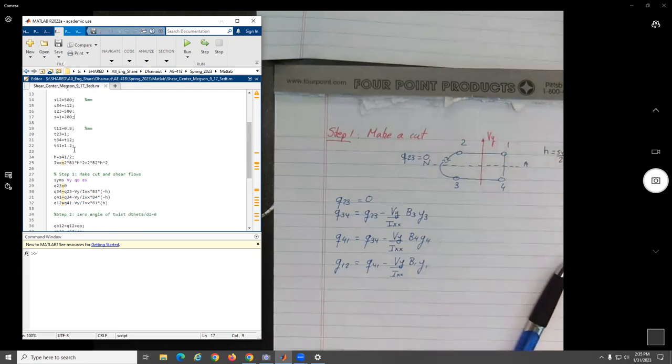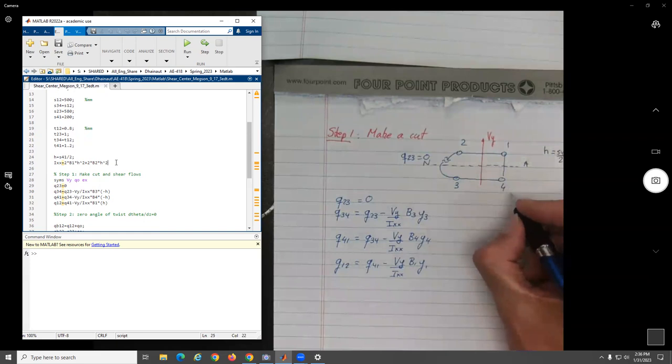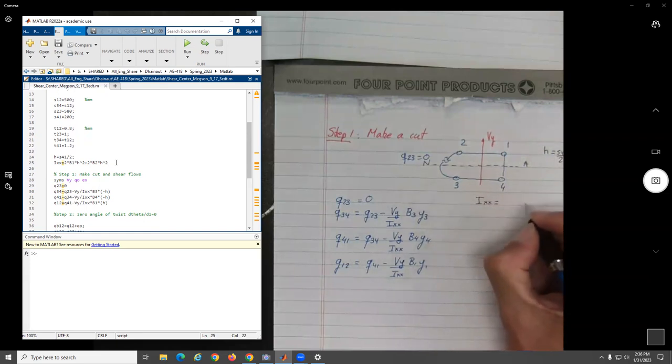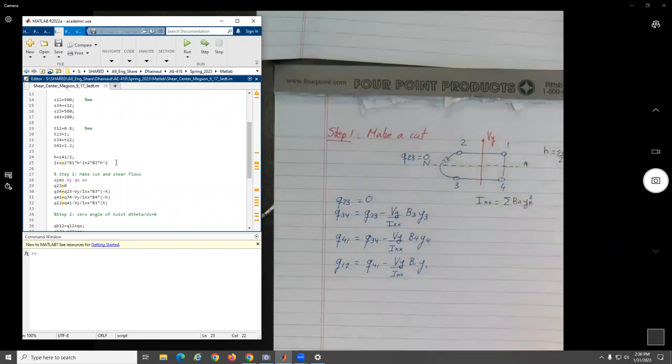S41, okay? So if you look at the code, that's basically what I'm doing here. You see all this stuff, T1, 2. Then H is S41 divided by 2. We need to define the IXX. So let's put it maybe over here. I showed it to you before, but let's say IXX will be equal to what? The summation of each one of the B sub R's times what? The Y sub R squared, no?